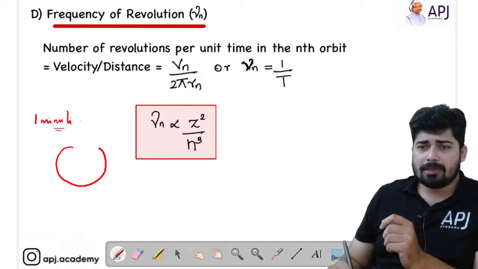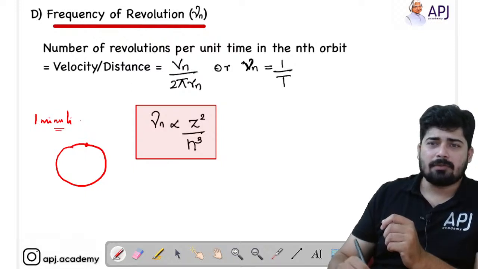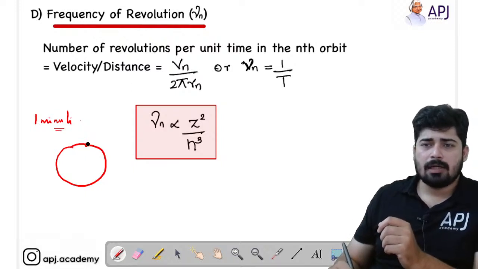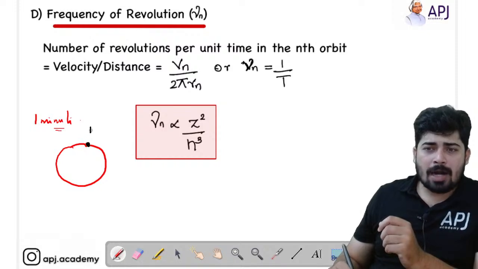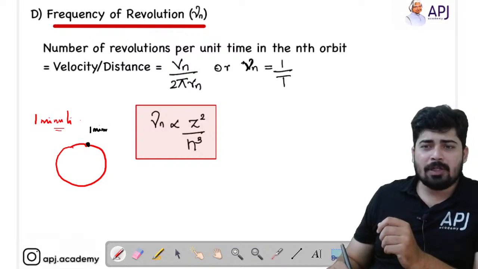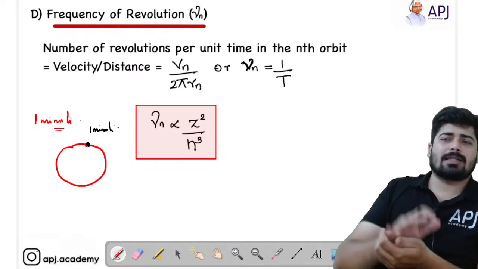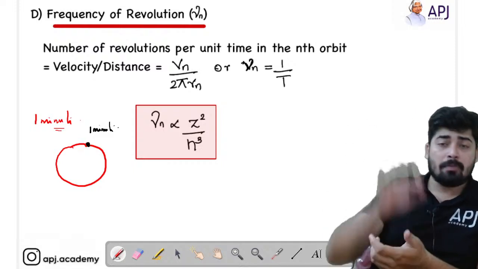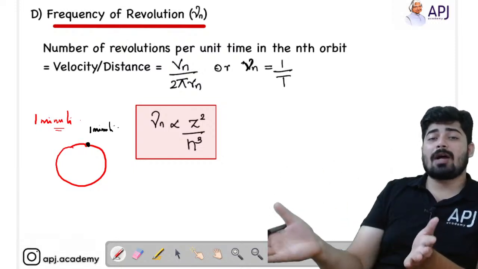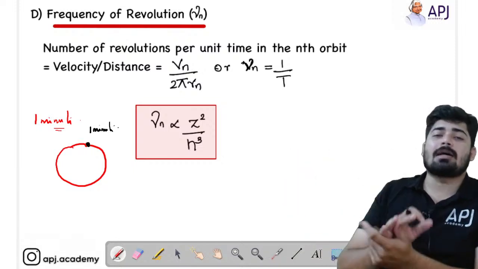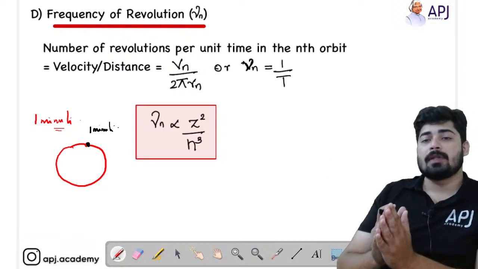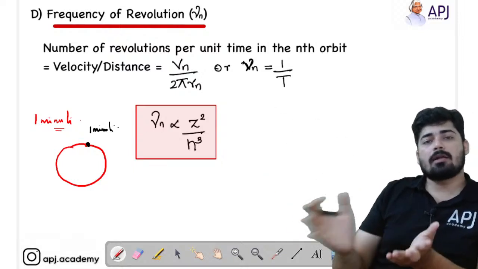What do you mean by frequency? See, if the electron is starting from here, in that 1 minute, how many revolutions does it complete? That number of revolutions is called the frequency. Maybe in 1 minute it completes 100 revolutions. Then the frequency is 100.